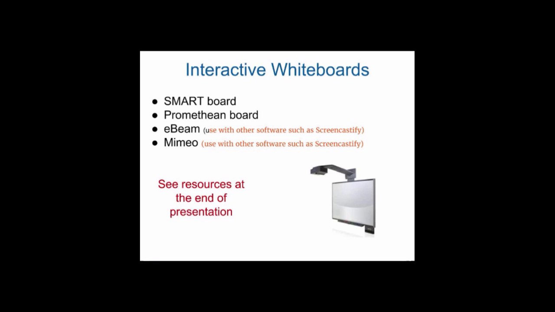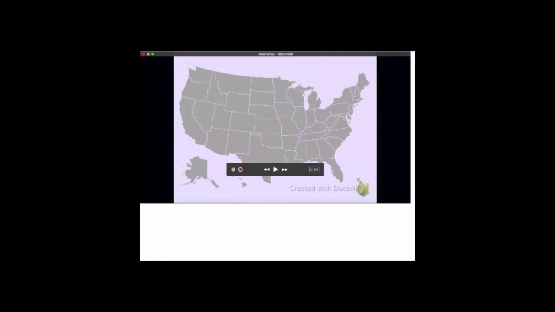With the Smart and the Promethean, they have some built-in software that can be used to record. The e-beam and the Mimeo have some. I know the Mimeo has some built-in software. I don't recommend using it. I would use your Screencastify or whatever else you're using for that. Okay, so let me just show you real fast how to do this.